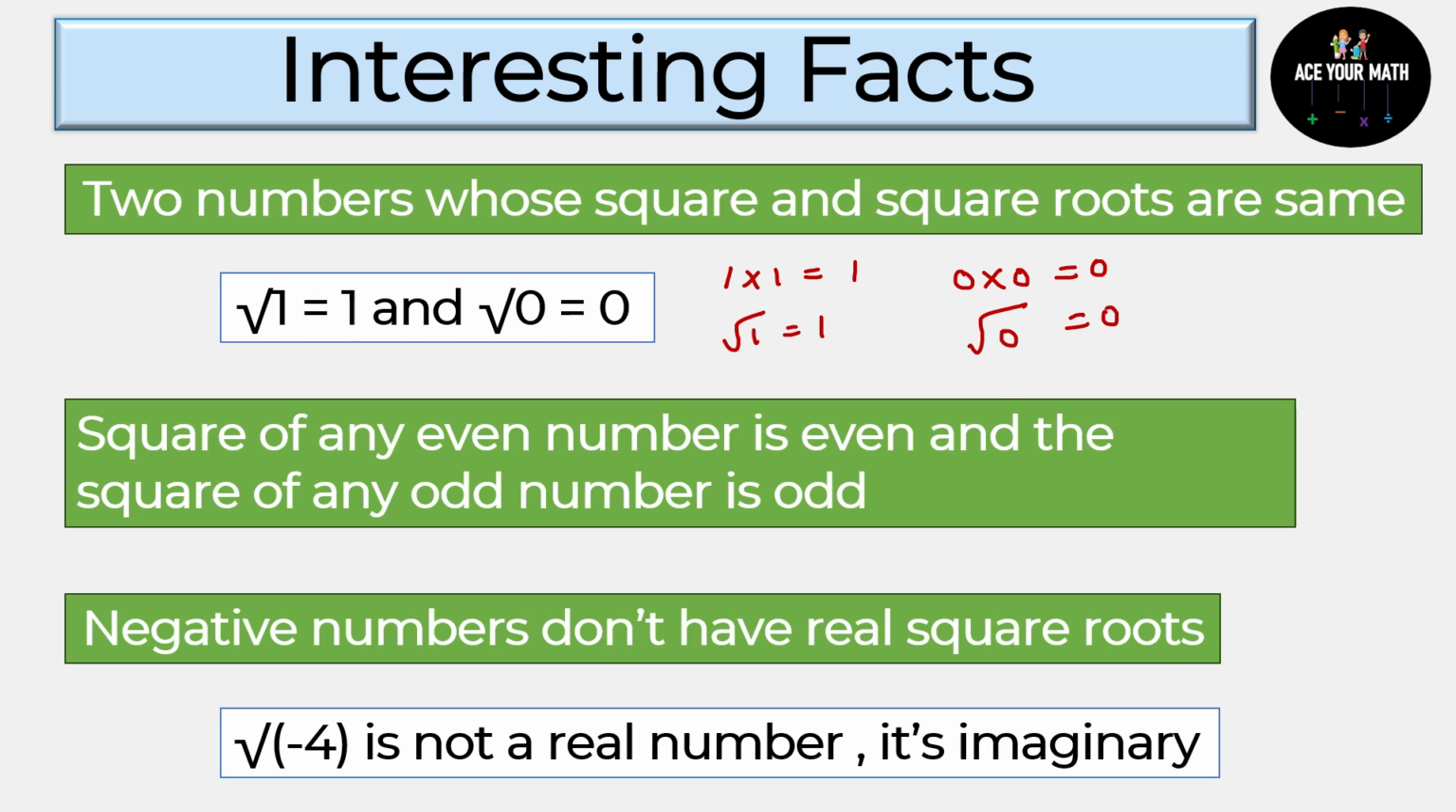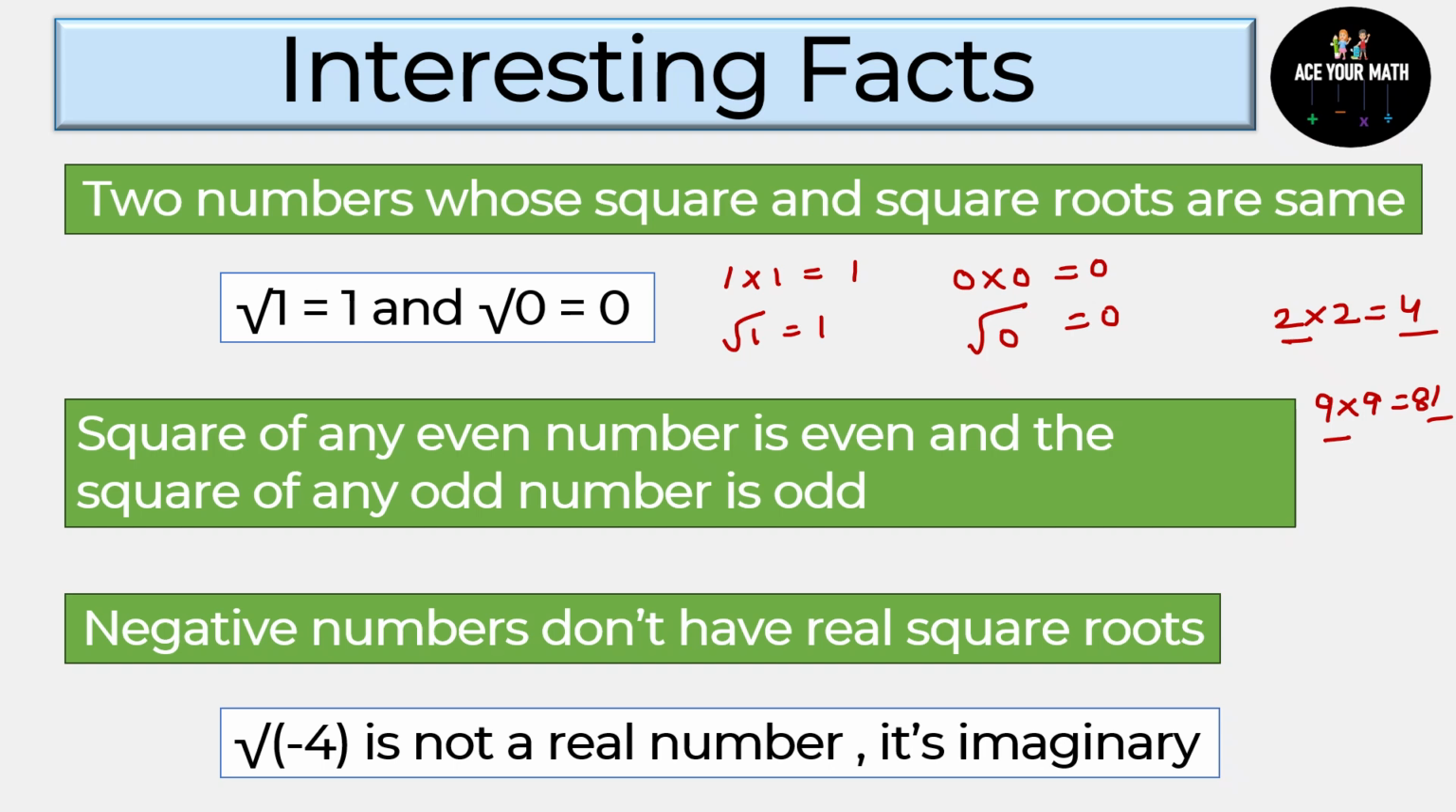Now the next thing says the square of an even number is even. We know that 2 is an even number. When you multiply 2 by itself, you will get 4. So both are even: 2 is even, 4 is even. Take one odd number example. We know that 9 is odd. When you multiply 9 by 9, it will give you 81. 9 is an odd number and 81 is also an odd number. So this is applicable for all even and odd numbers: the square of an even number is going to be even and the square of an odd number is going to be odd.